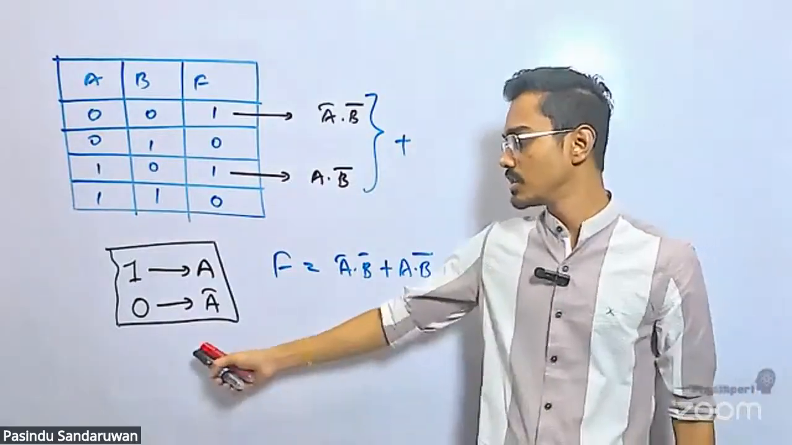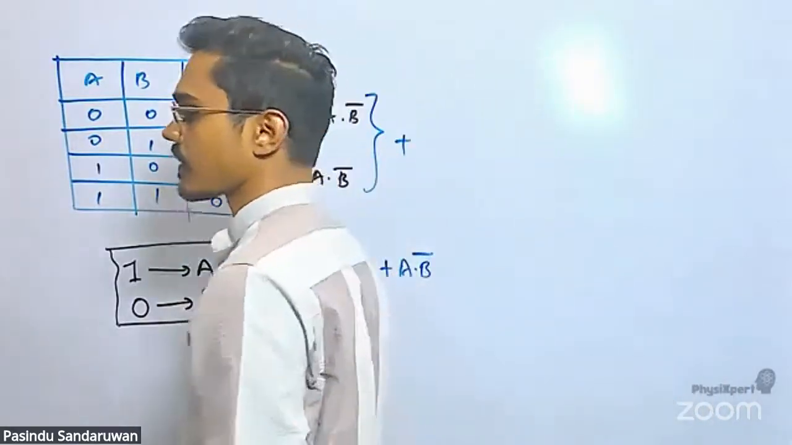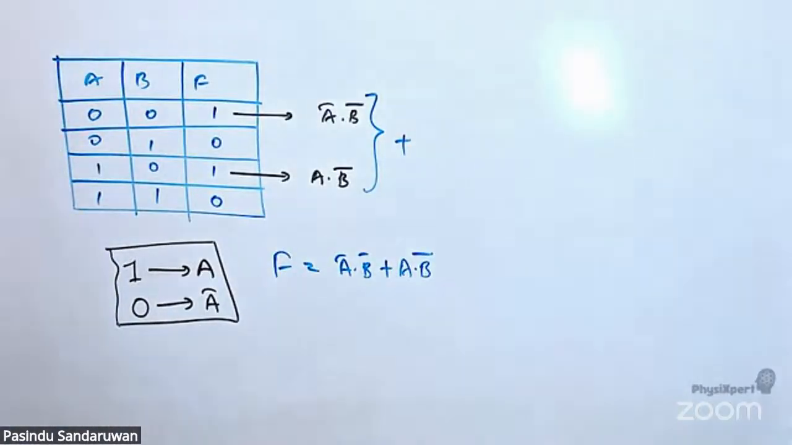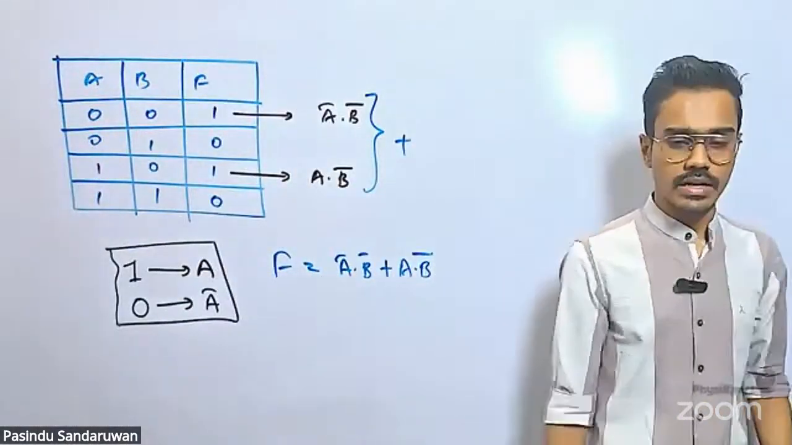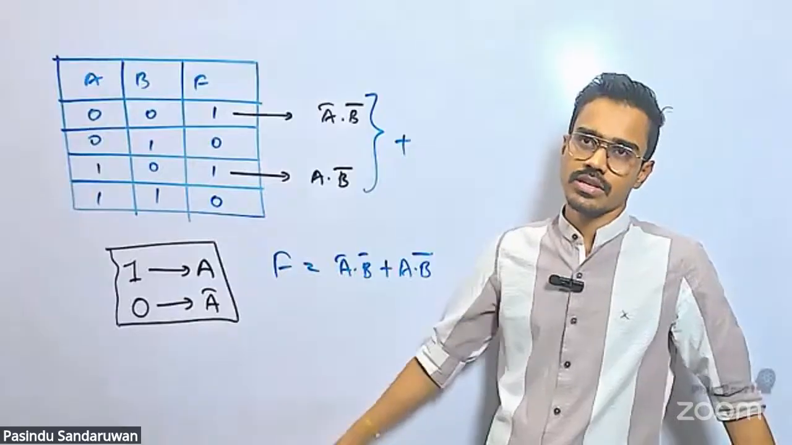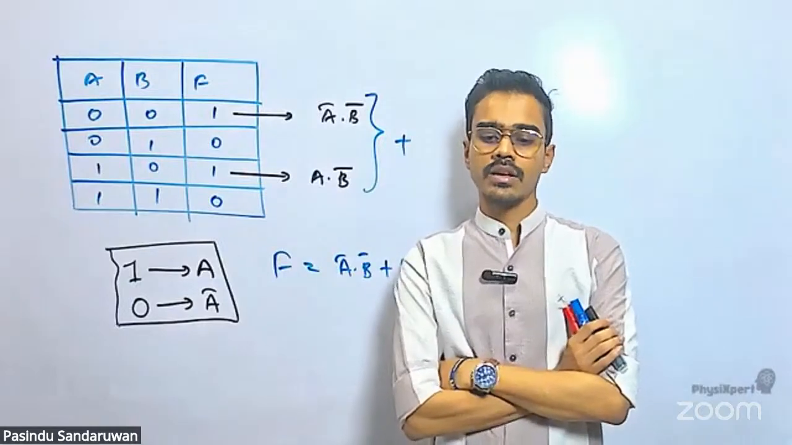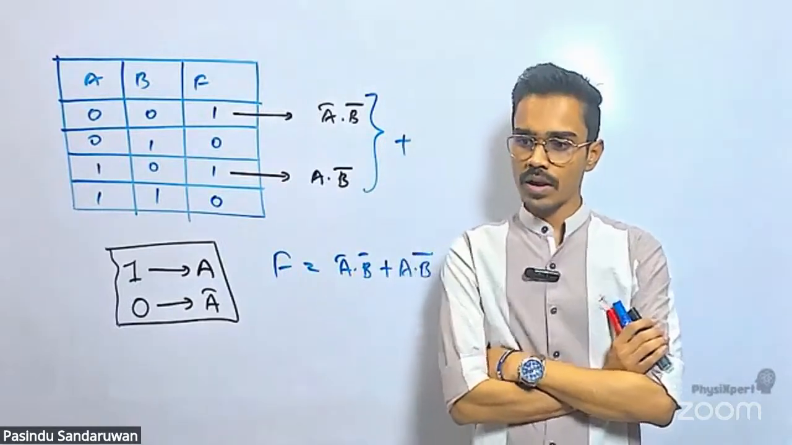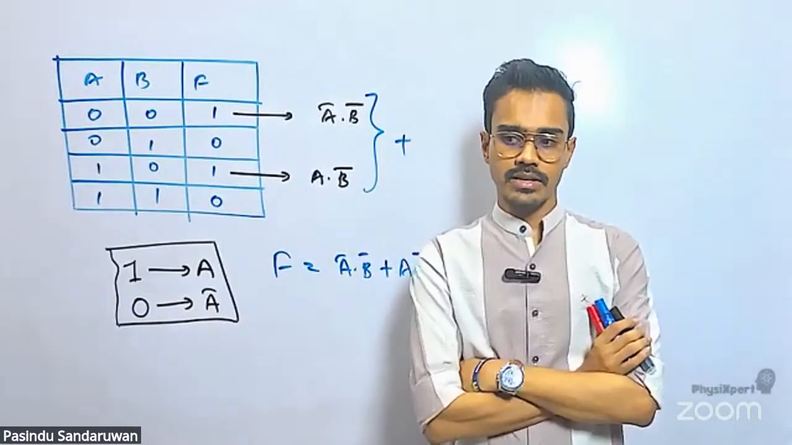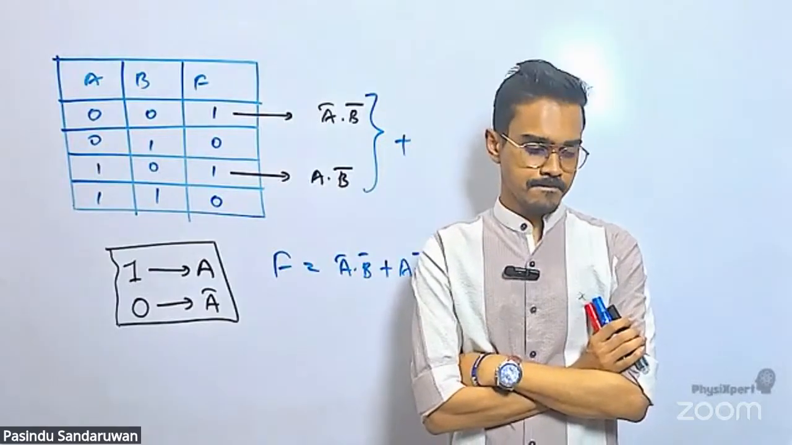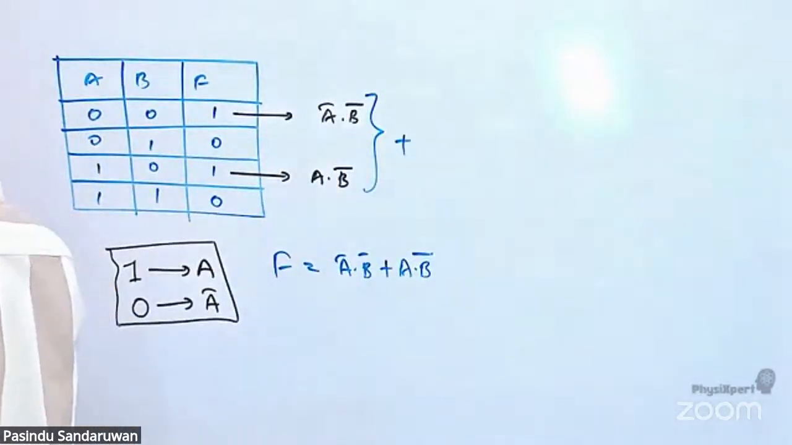I will write something below this. Write down below this, using a red pen. As the first point, write down: consider only the rows with final output 1.